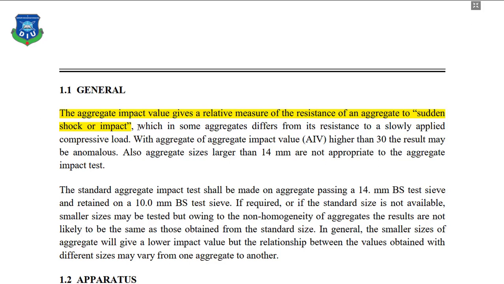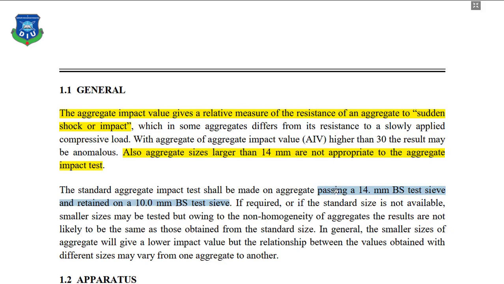And definitely the performance of an aggregate will vary from a slowly applied load to an impact load. With an aggregate impact value higher than 30, the result may be anomalous. That means if the AIV is higher than 30, we won't accept the material. There is also a limitation of size: aggregate larger than 40 mm is not appropriate for the aggregate impact test. The standard aggregate impact test shall be made on aggregate passing a 40 mm BS standard test sieve, BS meaning British Standard, and retained on a 10 mm sieve. That means the aggregate will pass through 40 mm but be retained on 10 mm.